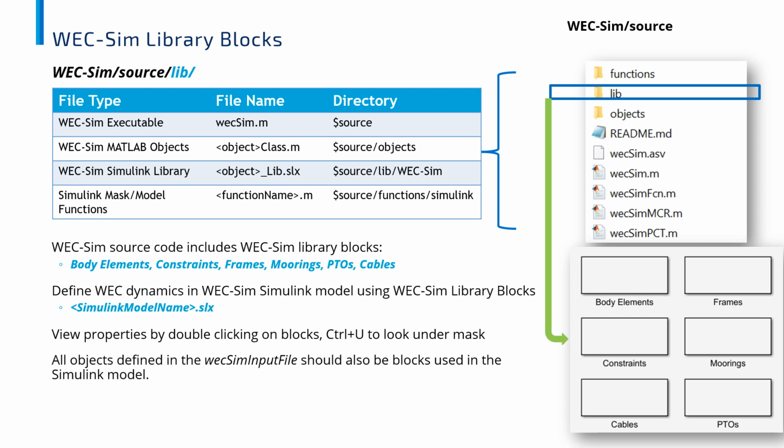Note that because all of these blocks rely on information in the WEC-Sim input file, it's important that for every block that is present in the Simulink model, there's a line of code or several lines of code, as the case may be, in the WEC-Sim input file that describe its parameters. If you use a block in your Simulink model that is not defined in your WEC-Sim input file, you're likely to get a compilation error.